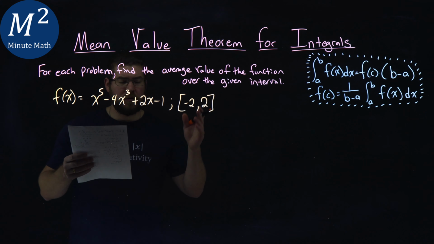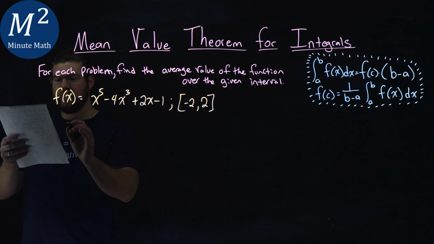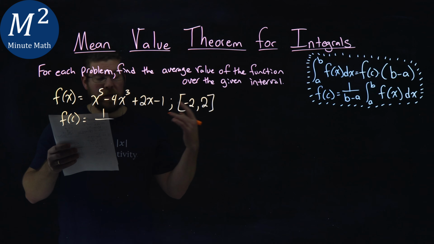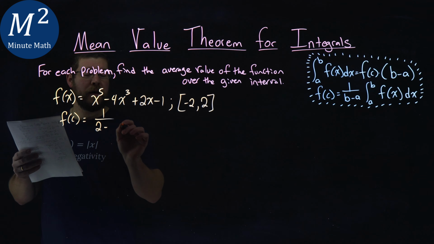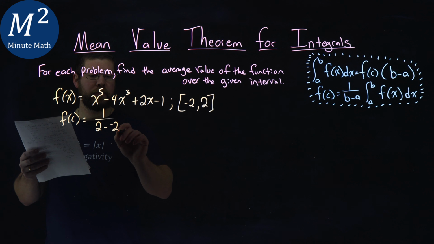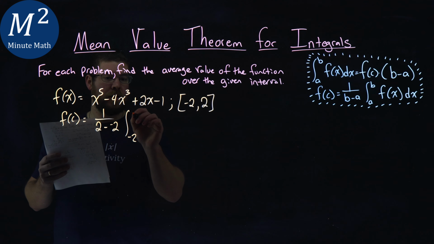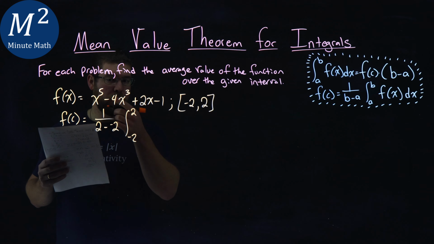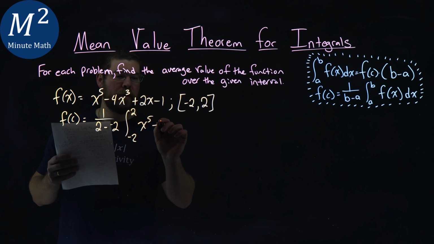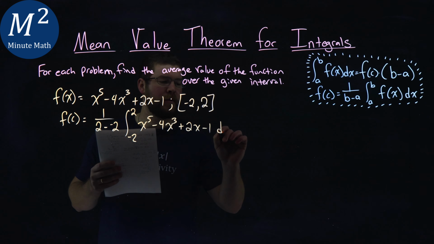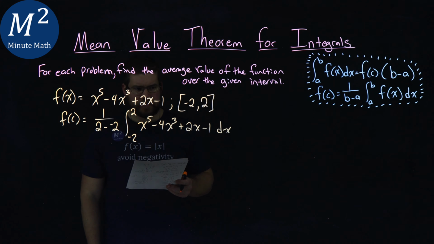Well, we first want to use our formula here, so let's go find our f of c. F of c is equal to 1 over b minus a, b value being 2, a value being -2. And then we multiply that by the integral from -2, the a value, to +2, the b value, of our function, x to the fifth minus 4x to the third plus 2x minus 1 dx.